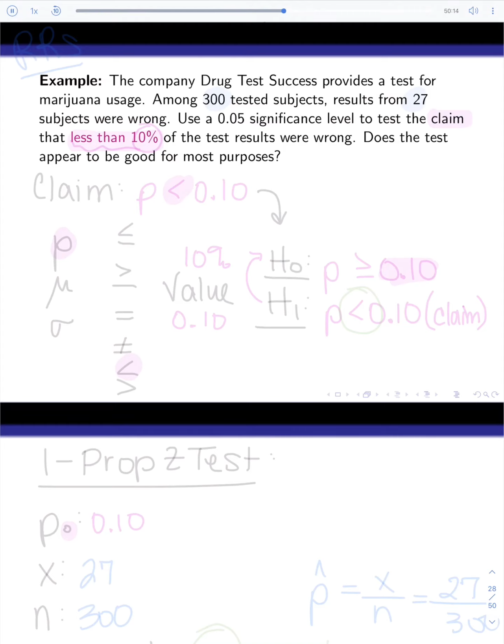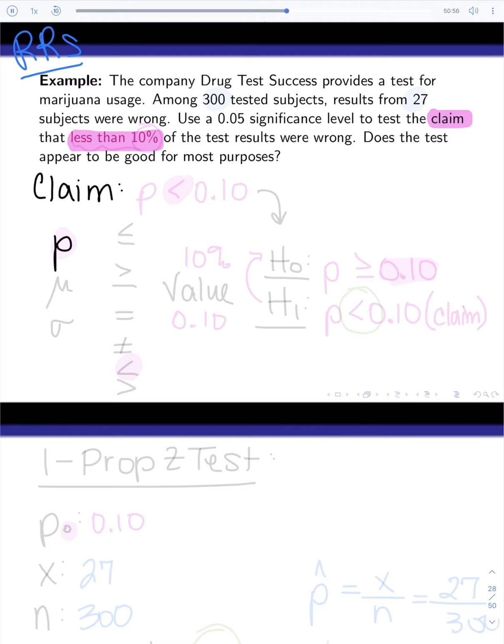So what we would like to do is redo our first example that we did here completely by hand, just now using rejection regions. So what we're going to do is redo our complete problem, but this time we're going to use rejection regions, whereas last time we did the p-values. Okay, so just to show you that we start out the exact same way, you're going to start out with your claim, just like you did before, that less than 10% of the test results were wrong.